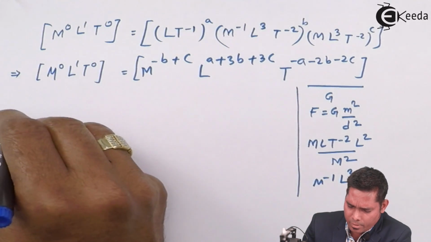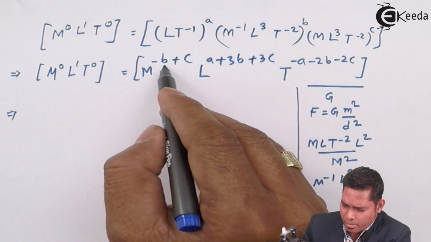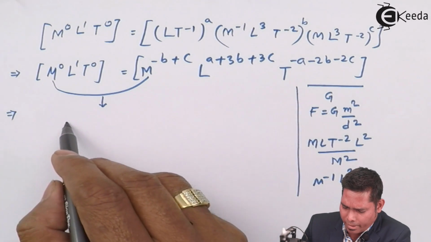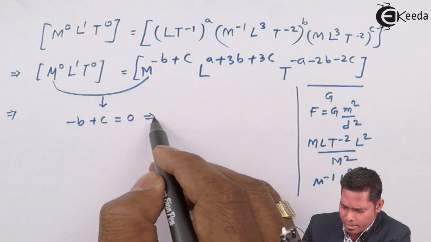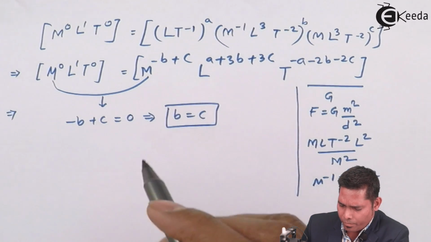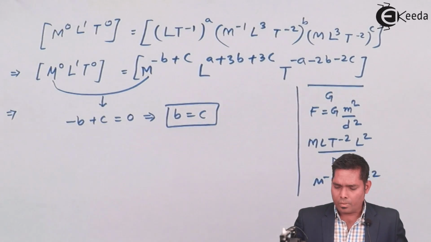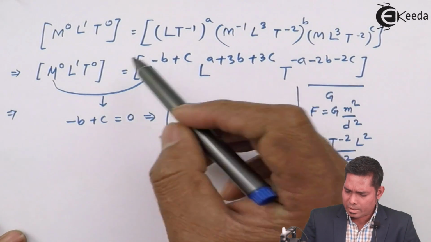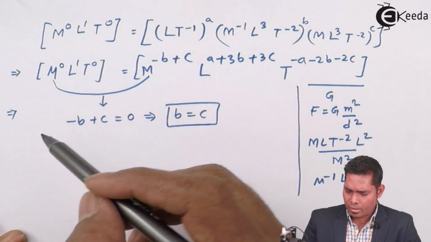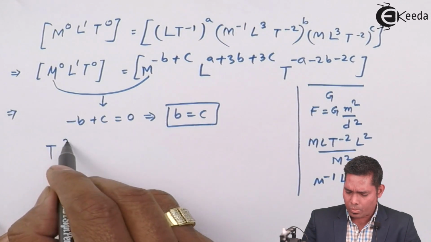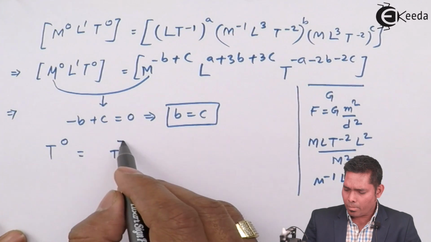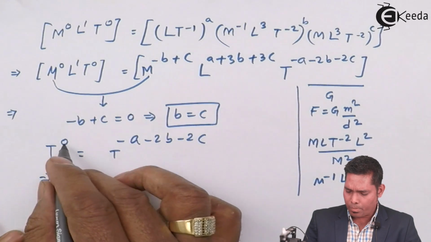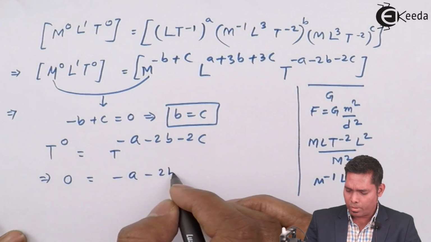This implies that I will write minus b plus c is 0. From this one I write minus b plus c is 0, implies that b and c are same. B equals c. Okay. Now from the power of t, I write t to the power 0 is equal to t to the power minus a minus 2b minus 2c. This implies that 0, the powers are equated: minus a minus 2b minus 2c.